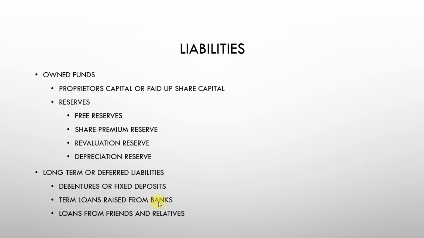Next is term loans raised from banks. Loans are the same story: it is an asset for the bank, but here we are talking about the manufacturing concern. So a term loan raised from banks has to be repaid, so it is a burden on the manufacturing concern, and it is a liability. Loans from friends and relatives, money has to be paid back, it's a liability.